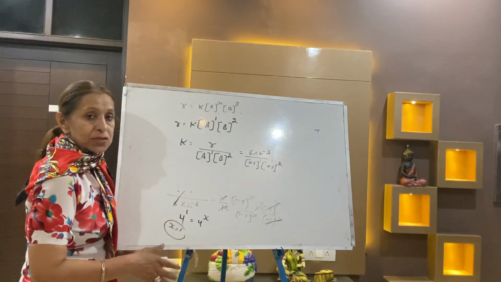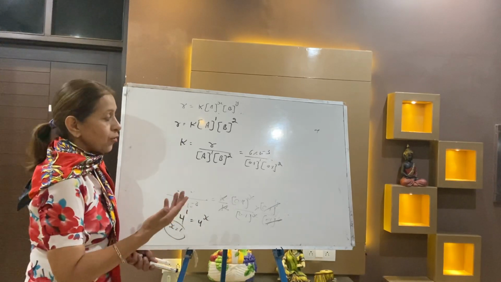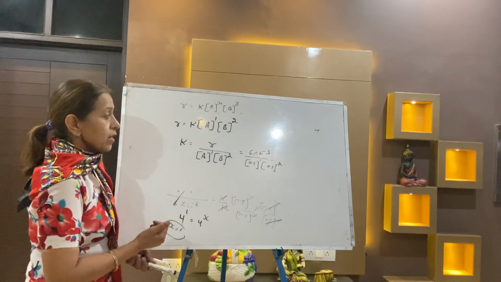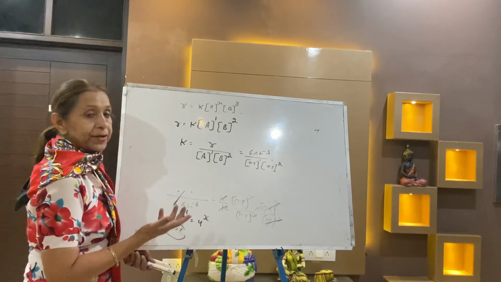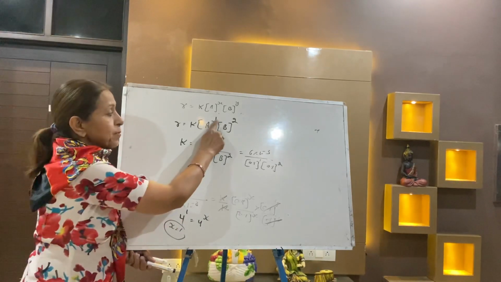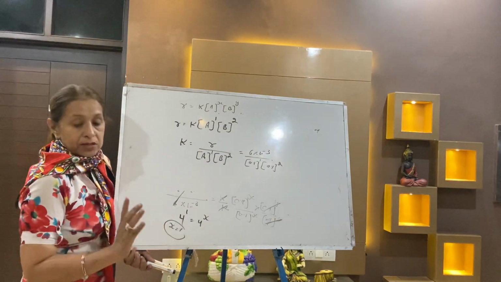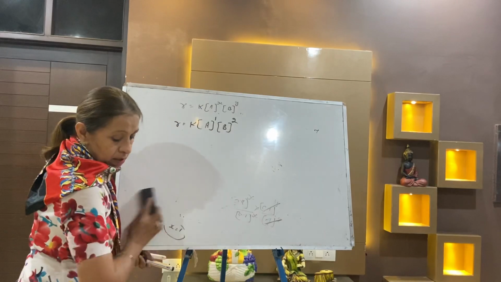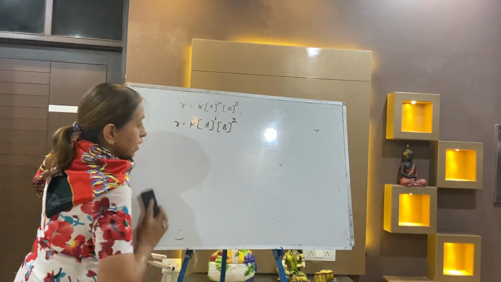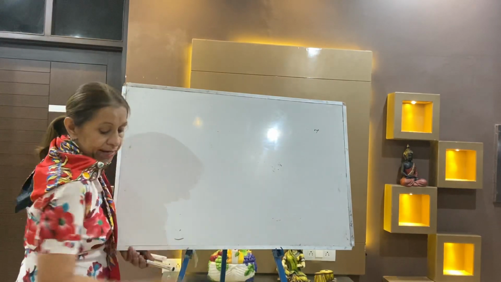Either you can put the first, second, third or fourth occasion, the K will come the same. And what is the order of A and B? Individually 1 and 2, and overall 1 plus 2, it is 3. This question is completed. That was question number 11. Now I am taking the last question, 10.